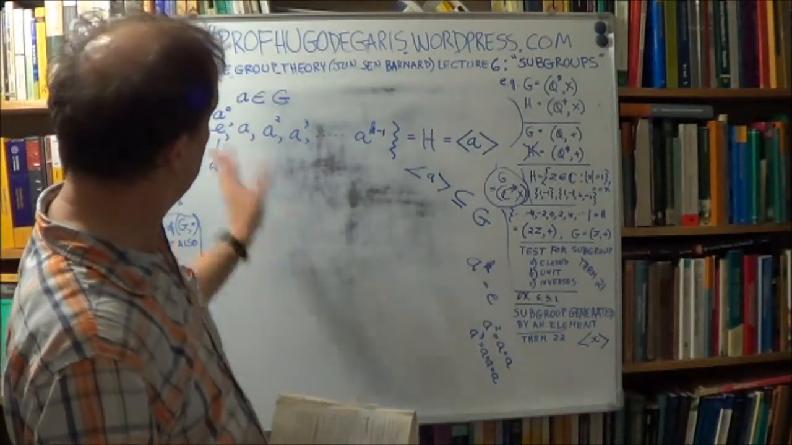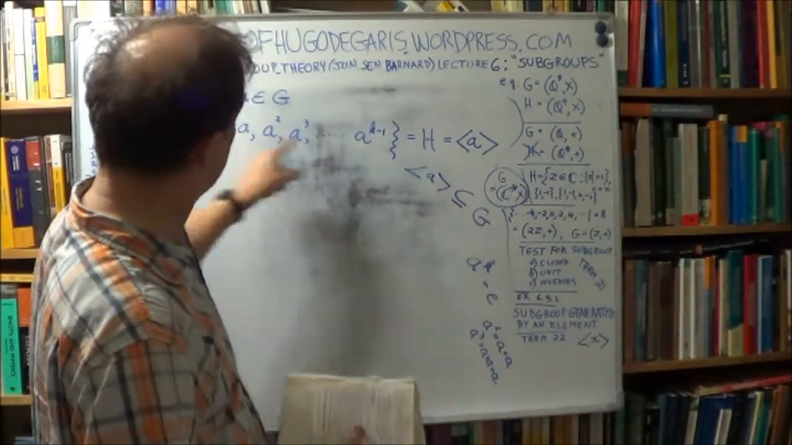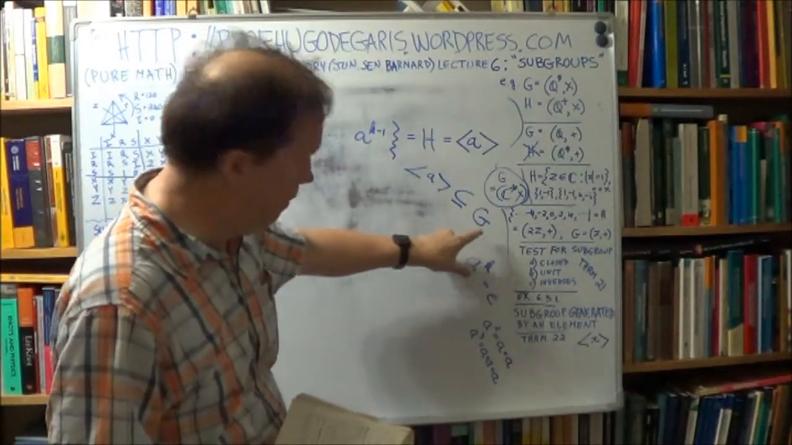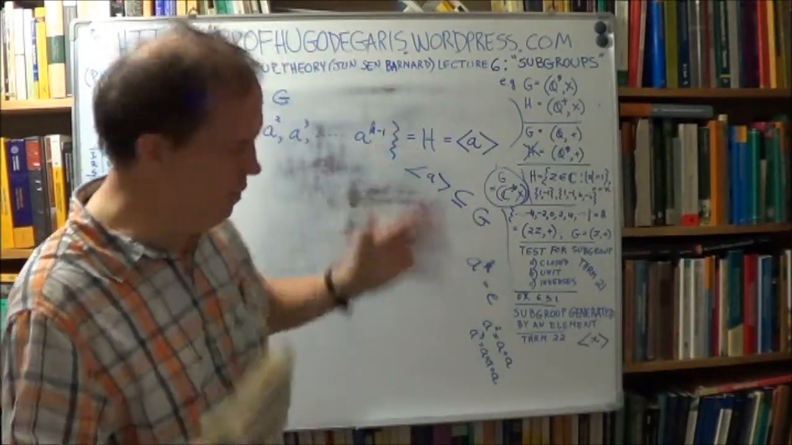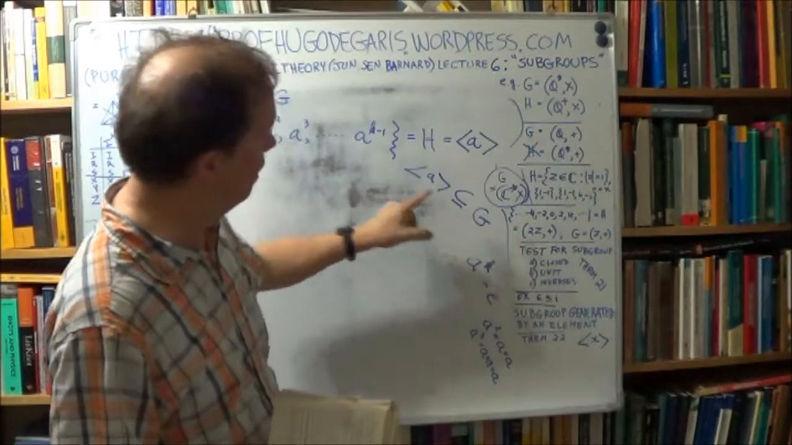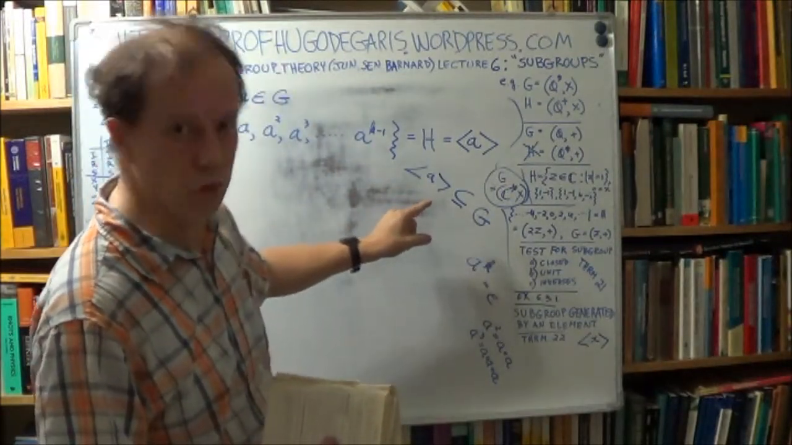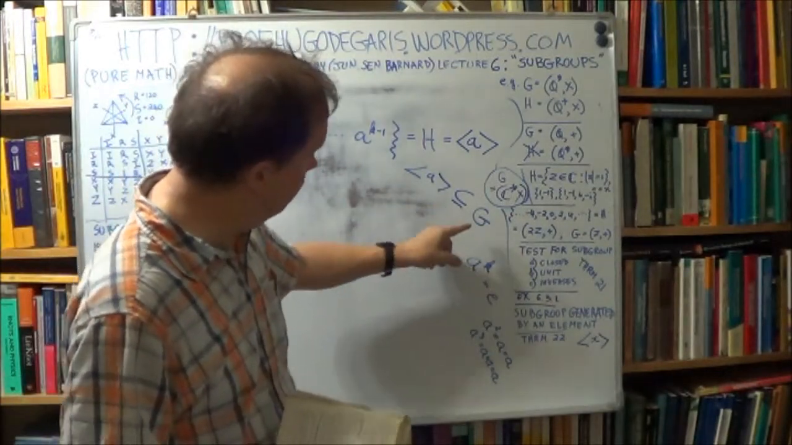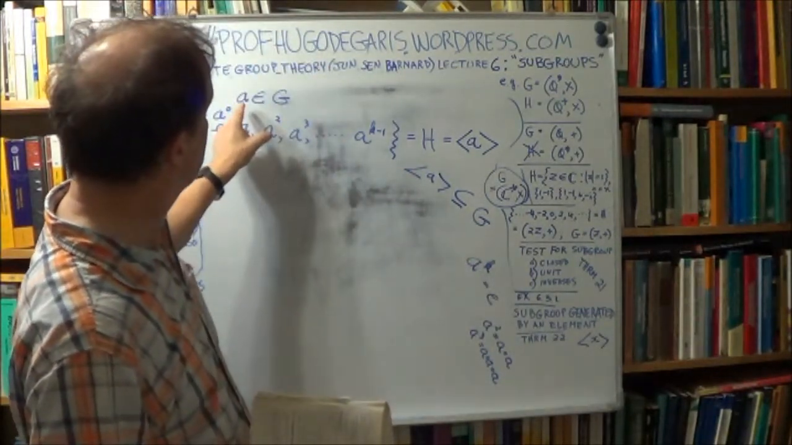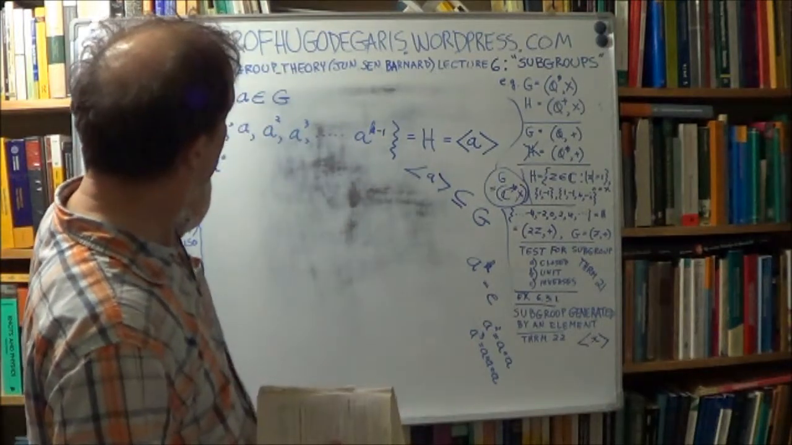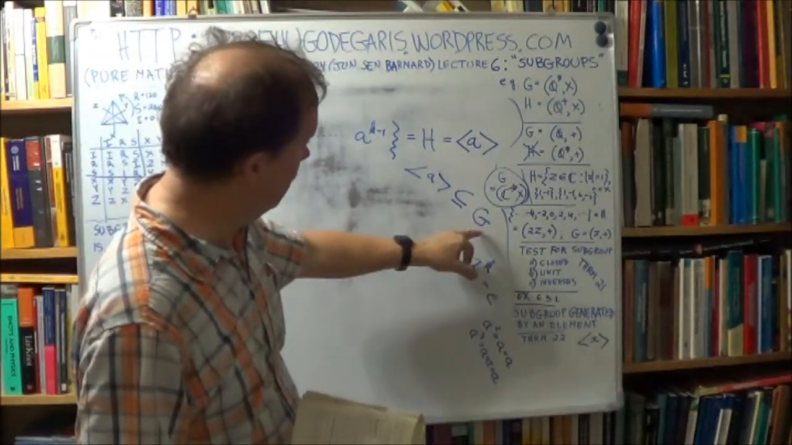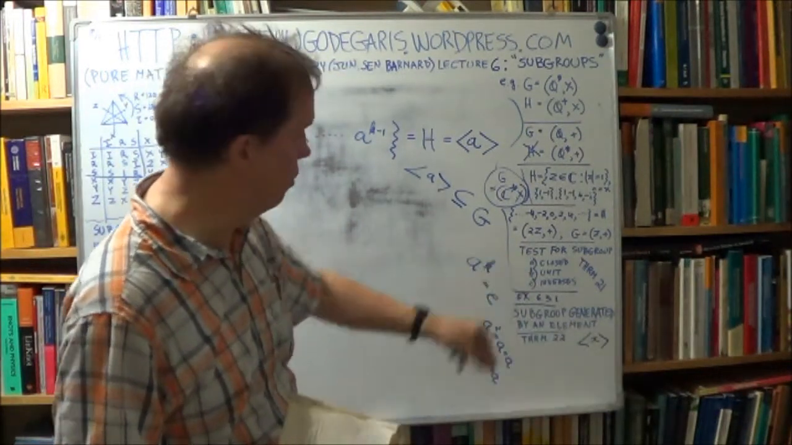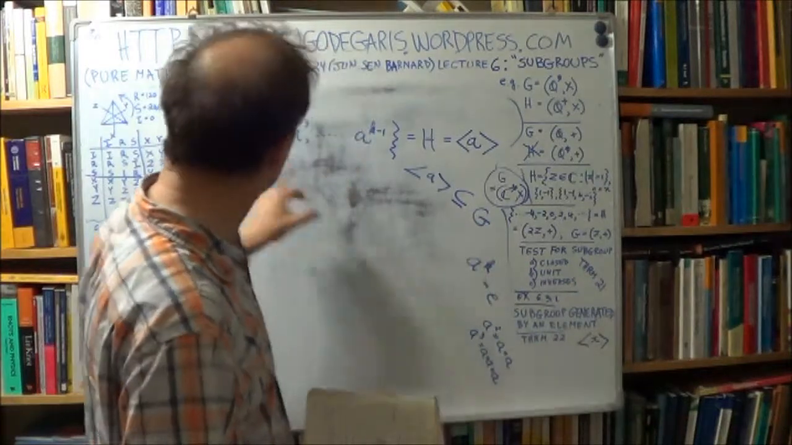Okay, now we're trying to prove that this H is a subgroup. We've shown that it's a subset, so now if we can show that it's a group, therefore it's a subgroup. Now, to prove that it's a group when it's a subset of G, we inherit the associativity, so we don't have to test for that. Usual thing.